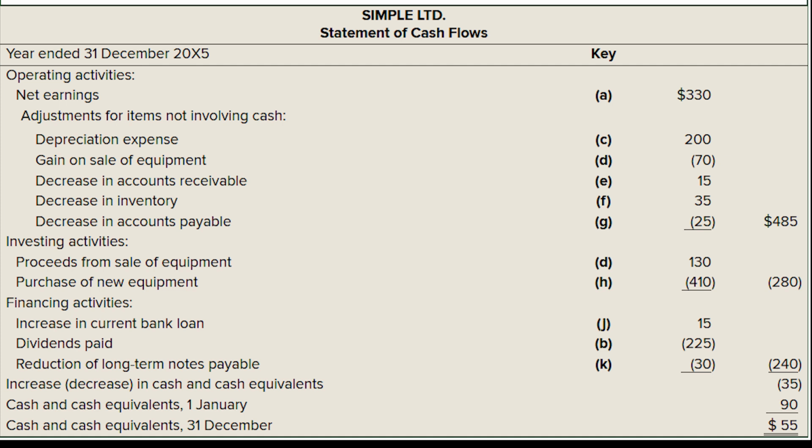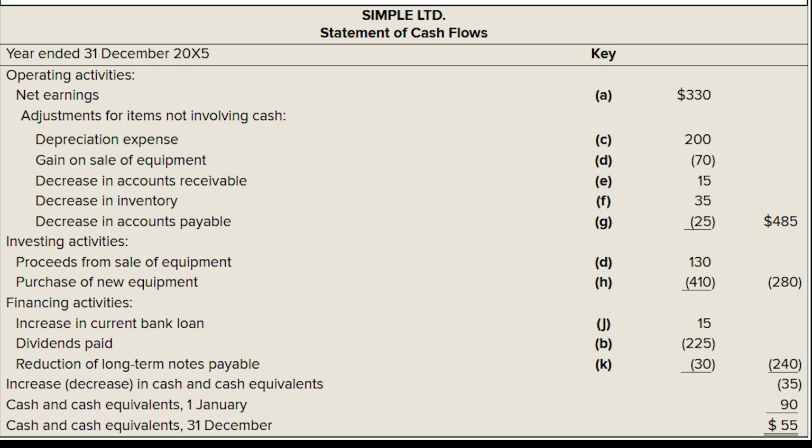Now, the financing activities section. Well, this is where we go through the remainder of the balance sheet to see what happened with cash. So that would be your long-term liabilities and equity. So you can see here there was an increase in a current bank loan. So the bank gave us some more money, so that's an inflow of cash of $15. We paid some dividends out. That's in the equity section.